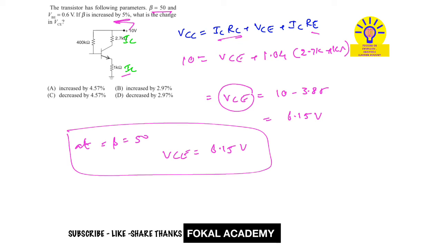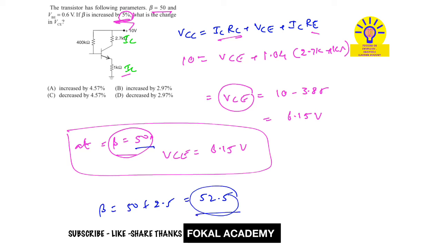Now I am going to increment beta by 5%. 5% of beta is 2.5, so the new beta becomes 50 plus 2.5, which is 52.5. So for this beta value, what is the VC value? Same procedure. First of all find the IC value. Next substitute in this equation.